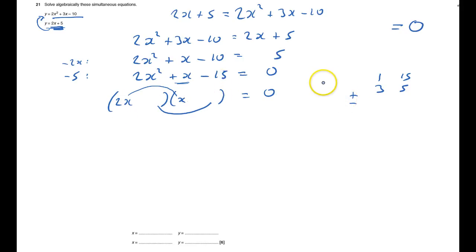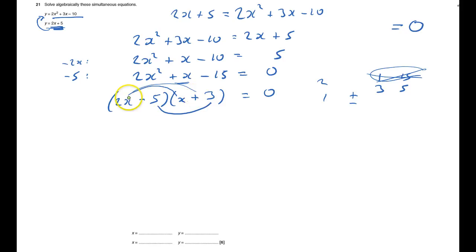And I've got a 2 and a 1, so if I times one of these numbers by 2 and one of these numbers by 1, it's obviously not going to be 1 and 15. If I times 3 by 2, so that means if I put here 3 and here 5, that's looking quite good. Because 2x times 3 is 6x, 5 times x is 5x, and the difference between that, I want the bigger one to be plus, so 2x times the 3 gives me 6x, I want that to be plus and that one to be minus.